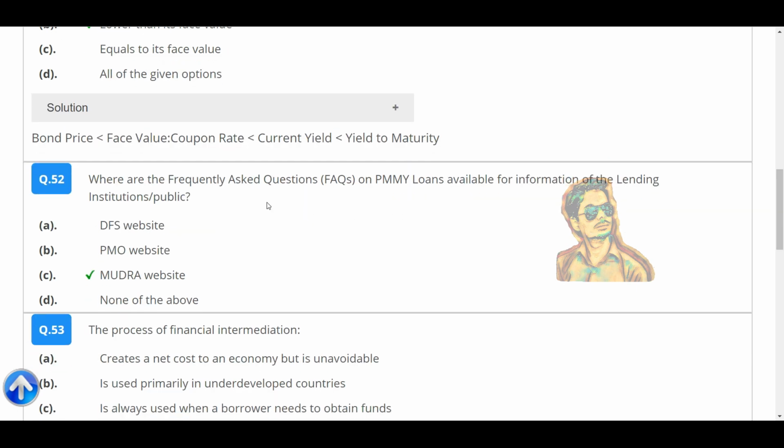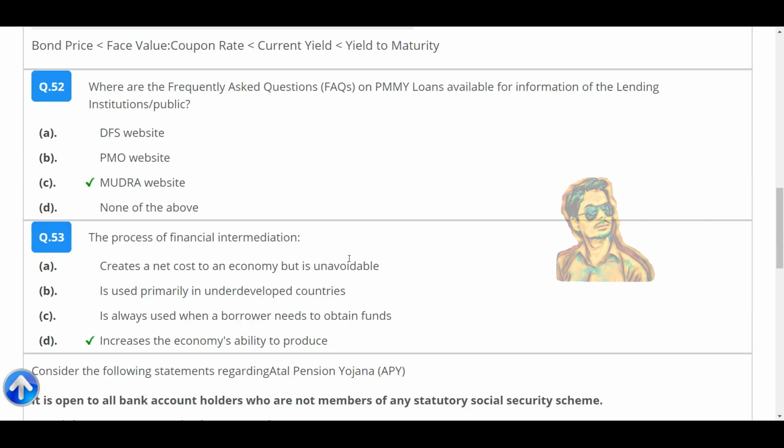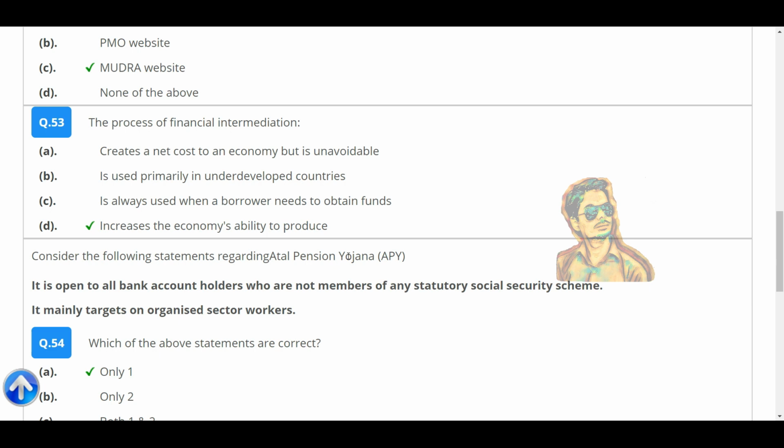Where are the frequently asked questions, FAQ questions, on PMMY loans available for information of lending institutions and the public? The website. The process of financial intermediation increases the economy's ability to produce.